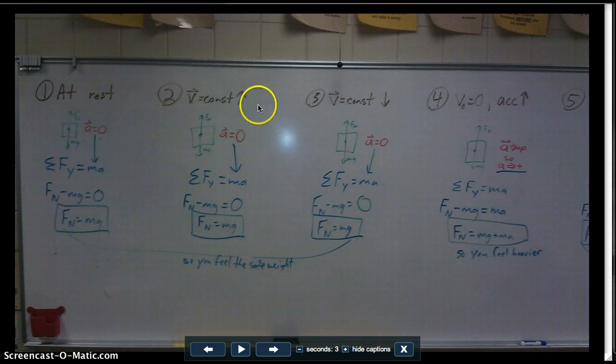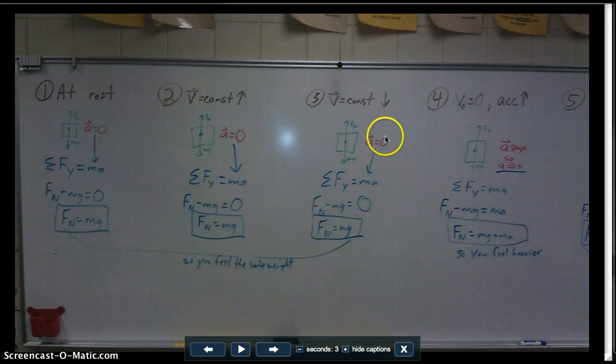If we move at a constant velocity upwards, the same scenario happens. We have sum of the forces equals ma. That term on the right side is 0. So we have normal force up, mg down, and it turns out normal force equals mg. Once again, the scale is reading your weight, accurately. So you feel no difference at a constant velocity as when you're at rest. In fact, if we put you in outer space on an elevator that's not going to shudder or anything when it moves, you would have no idea whether you were moving at a constant velocity or whether you were at rest.